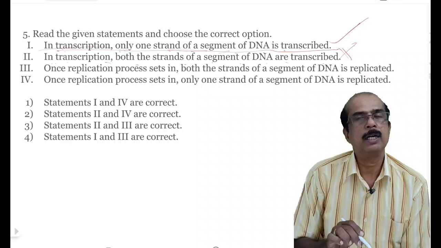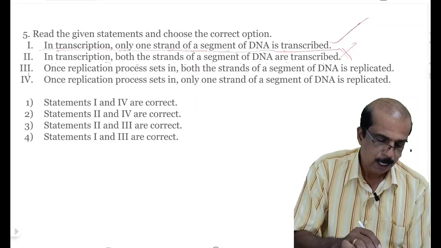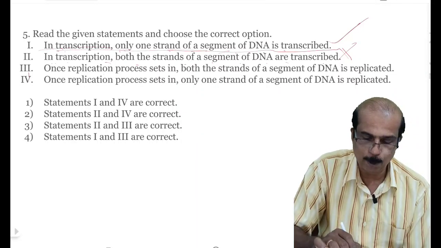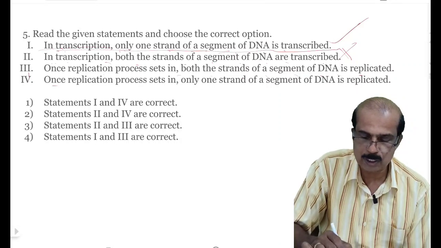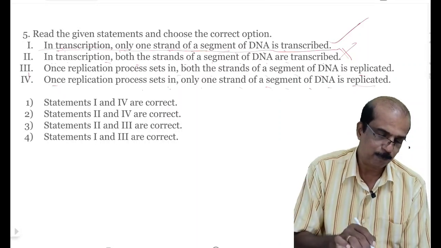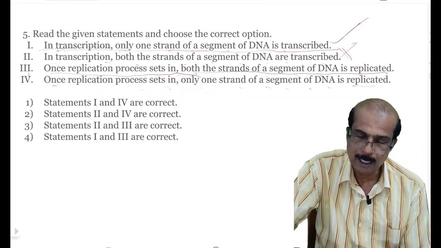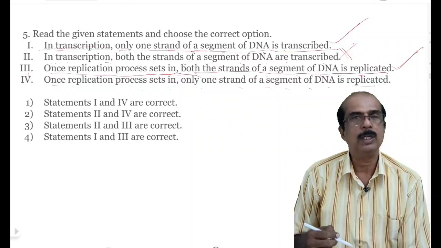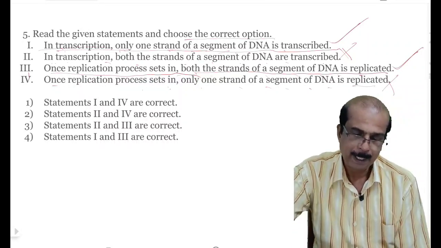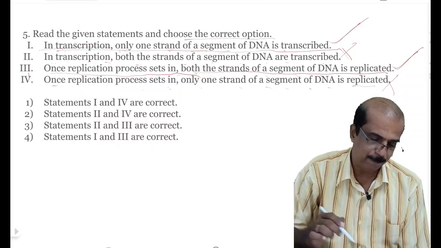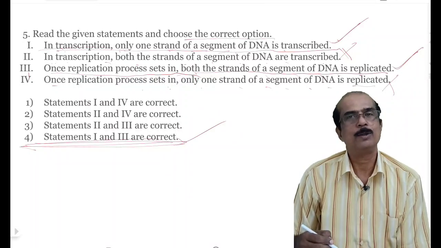Then the third and fourth statements are also contradictory. Once the replication process sets in, both the strands of a segment of DNA are replicated. Once the replication process sets in, only one strand of a segment of DNA is replicated. When replication sets in, both the strands are replicated, which is the correct statement. The fourth one is wrong. So we have to choose the correct options. What is our answer? Statements 1 and 3 are correct. The fourth option will be our answer to this question.